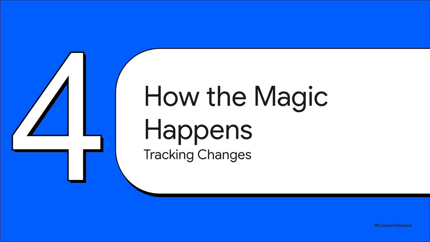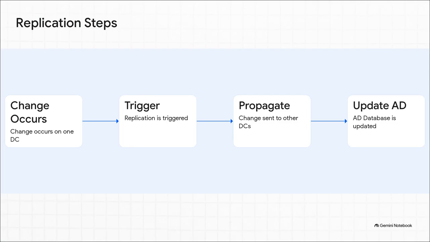All right, Section 4, how the magic happens, tracking and applying changes. Let's track the actual lifecycle of a change here, step by step. Step 1, a change actually happens on one specific domain controller. Simple enough. Step 2, that change acts as an immediate trigger. Step 3, the system packages that change up and fires it off to the other DCs in the network. And finally, Step 4, those receiving DCs update their own internal AD databases. But it makes you wonder, right? How exactly do these servers know what's fresh data and what's old news?